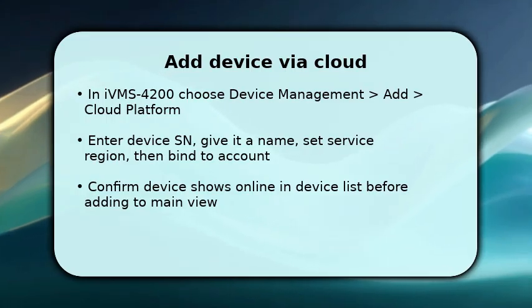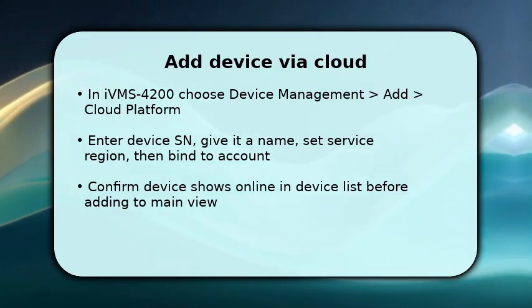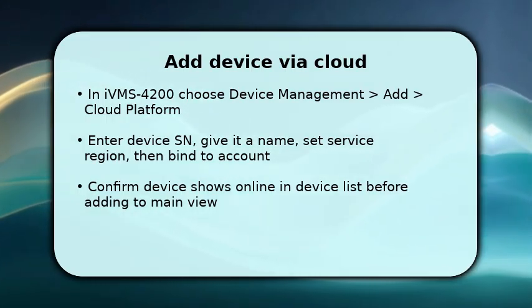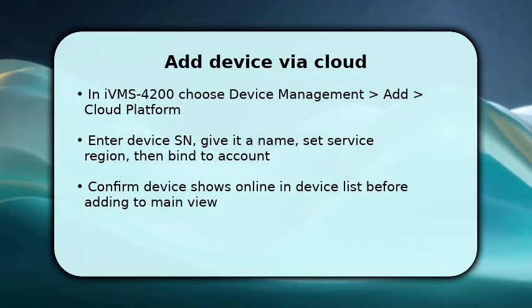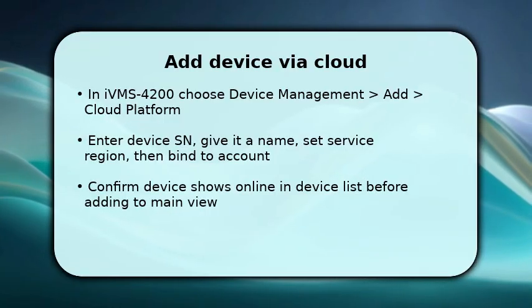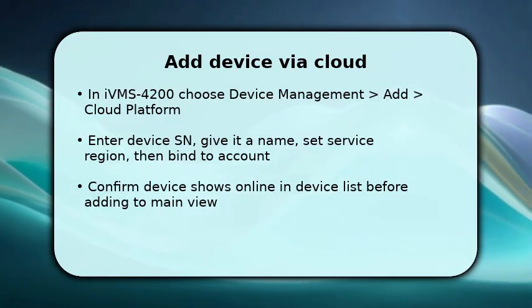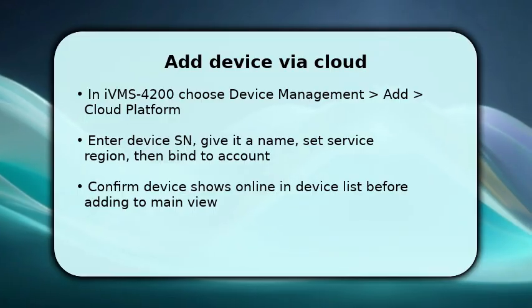Enter the recorder's serial number, assign a descriptive name, and select the correct service region. Then bind the device to your Hik Connect account by following prompts. Once bound, wait for the client to display the device as online. This confirms cloud relay connectivity.